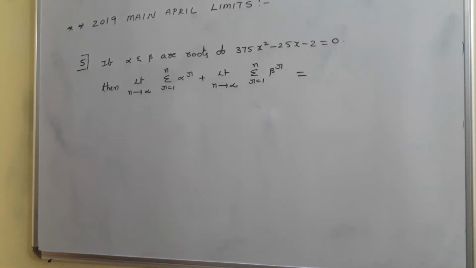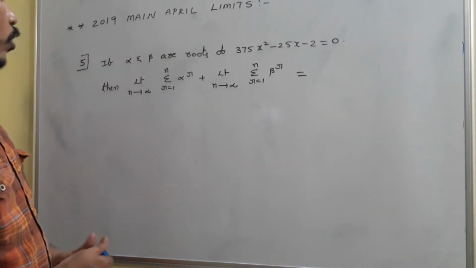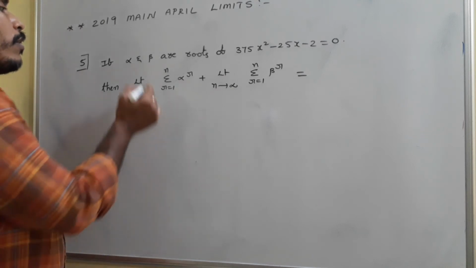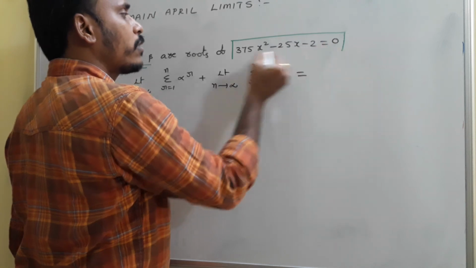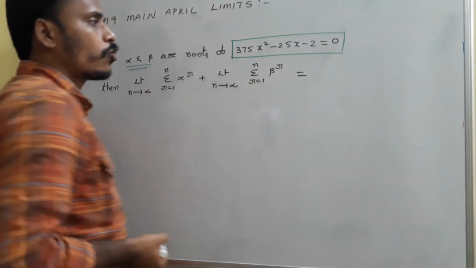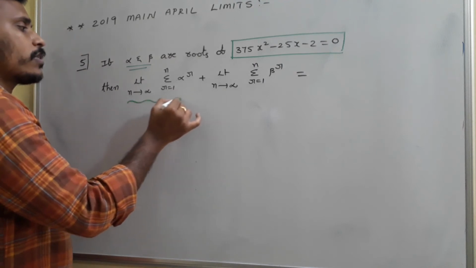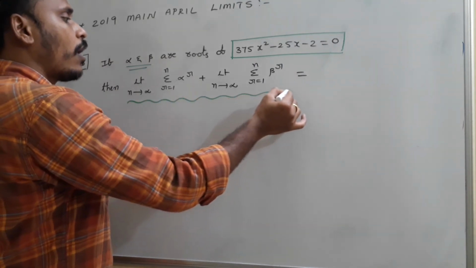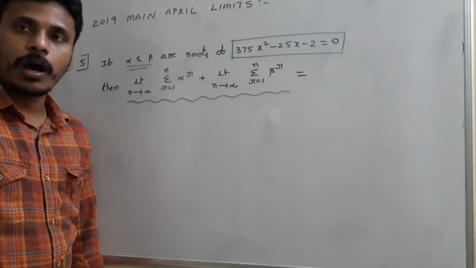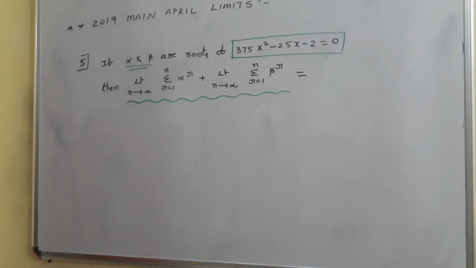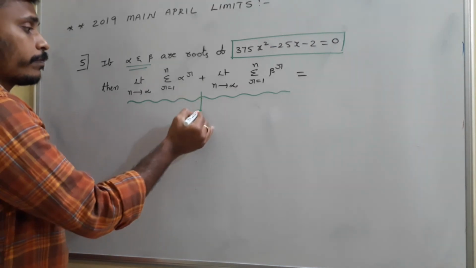So next, fifth problem, again from the Mains April shift questions. Okay, just look at the problem. Alpha, beta are the roots of 375x square minus 25x minus 2 equals 0, and we need to find limit n tends to infinity sigma r running from 1 to n alpha power r plus limit n tends to infinity sigma r running from 1 to n beta power r. Just have a look how to find it.